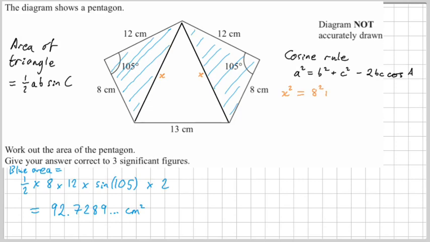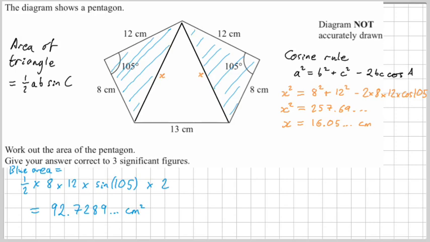So a is x, b is 8, c is 12, and capital A is 105, and that whole right-hand side of the equation in the calculator gives us just over 257. Square root it, and we've got x as 16.05 etcetera centimetres. Now I've still got that number stored in my calculator. I'm going to use it as the answer button in a moment.